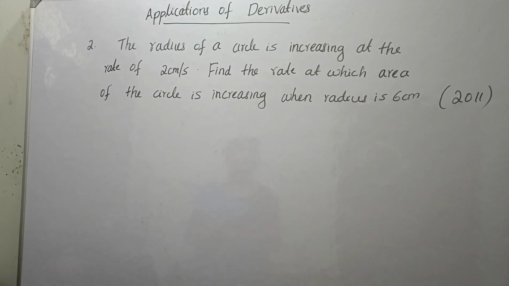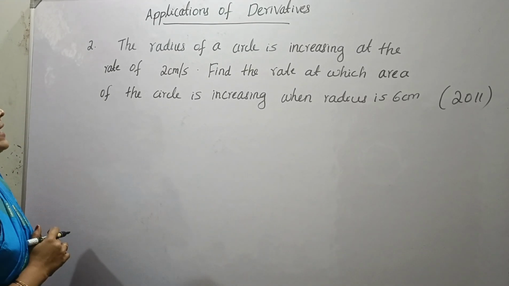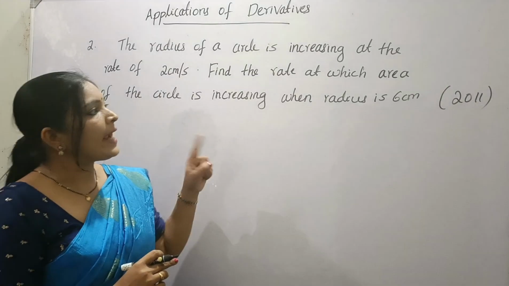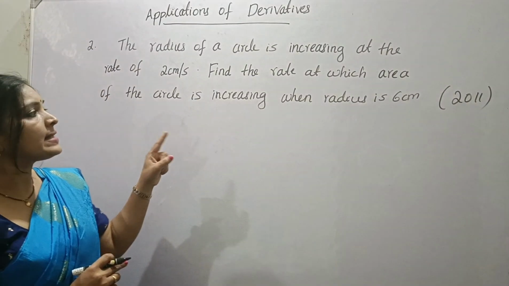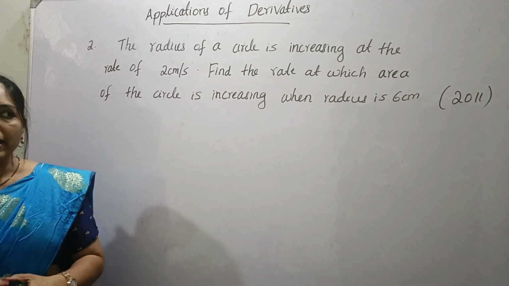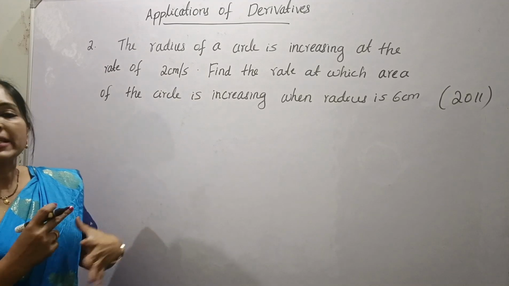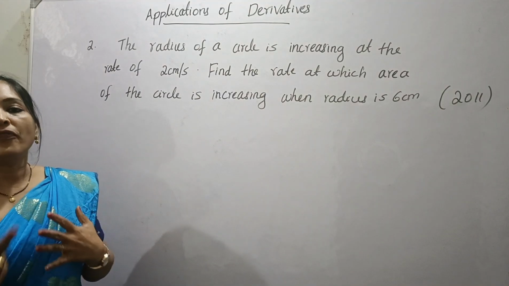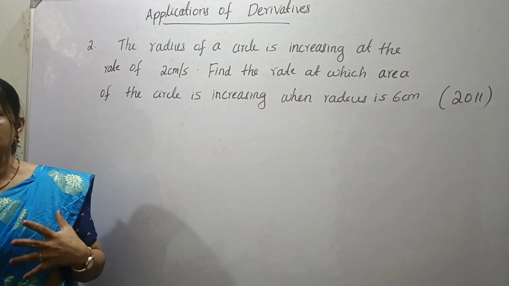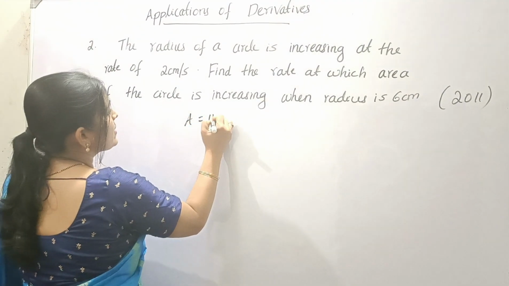Next example, very important question. The radius of a circle is increasing at the rate of 2 centimeter per second. Find the rate at which area of the circle is increasing when radius is 6 centimeter. See, what we have to find? It is about a circle, right? So first of all, we will write the formula for the area of the circle, that is A is equal to pi r square.